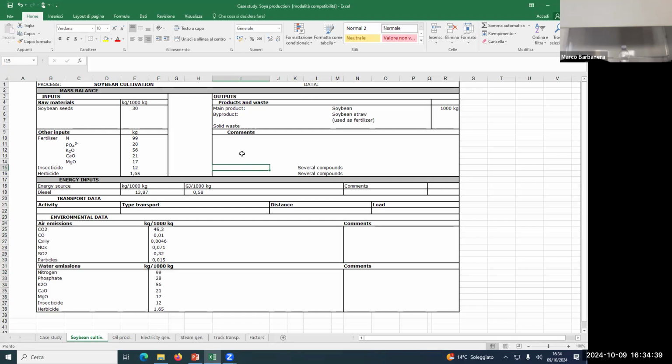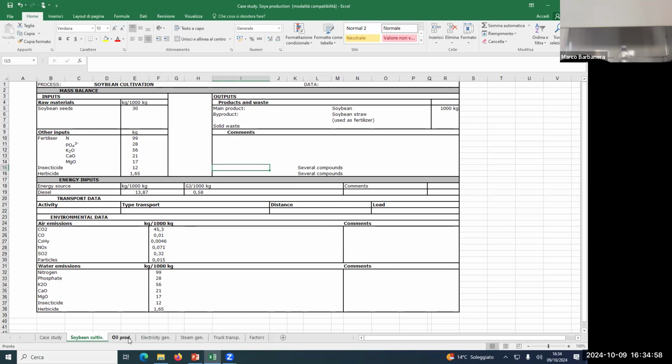But it's not easy to collect this kind of information. It's not easy to collect this kind of data. And it's not easy to collect this kind of data for all processes of your life cycle.